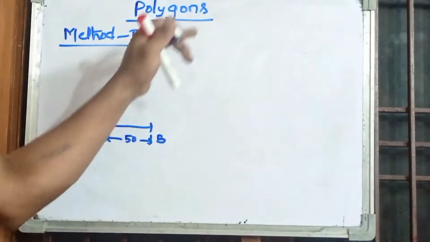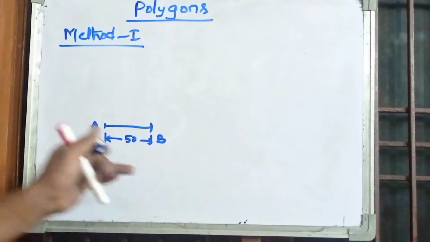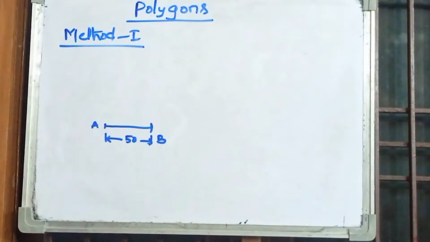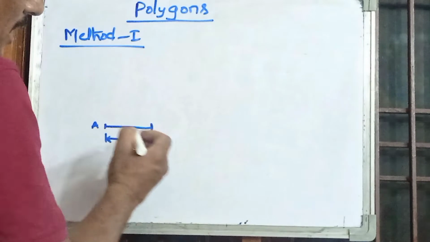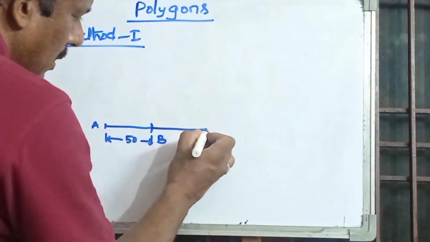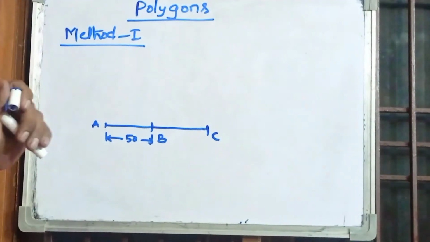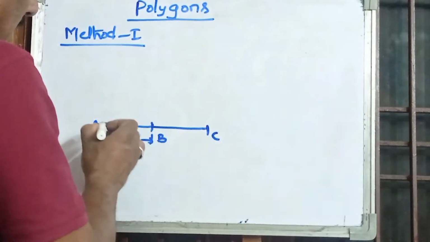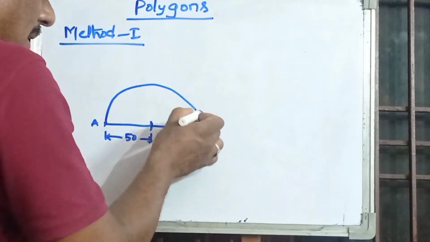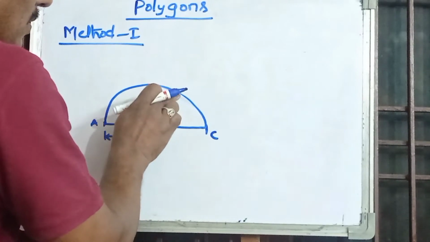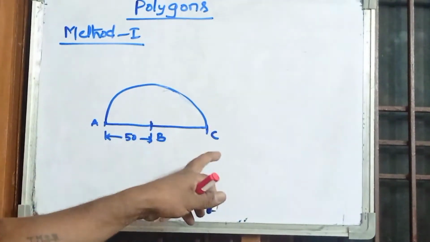By using method one, construct a polygon, either pentagon or hexagon or heptagon. For this, the method is: A to B is given as 50 mm, so take another 50 mm extra and mark the point named C. With center B, and up to A as the radius, draw a semicircle.